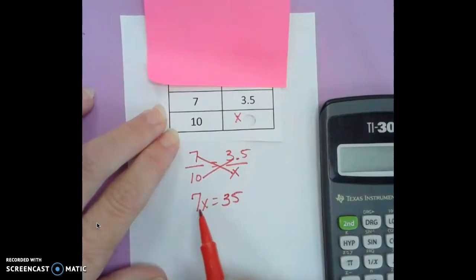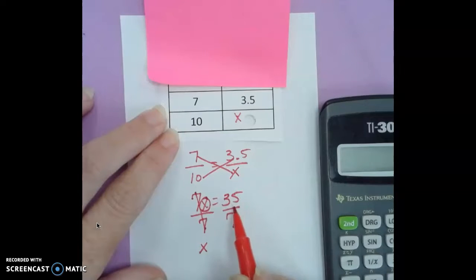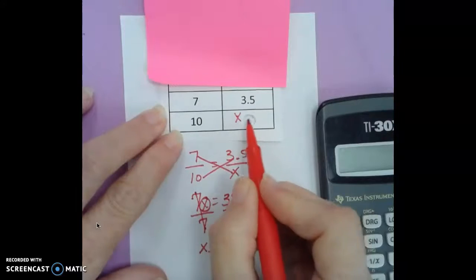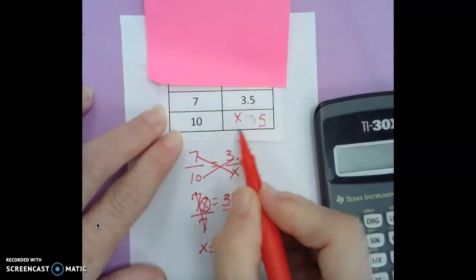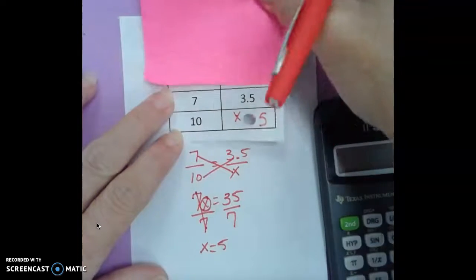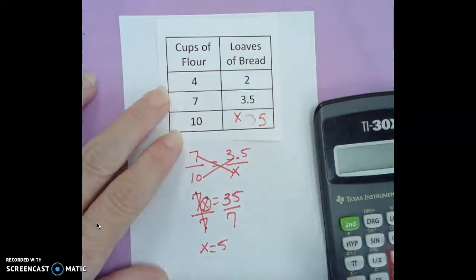So if I have 7 times x, the opposite of multiplying is dividing. So I divide both sides by 7. 7 divided by 7 leaves me just plain x. So then 35 divided by 7 is going to give me 5. So I know that 5 would go in the table and it would keep everything proportional.